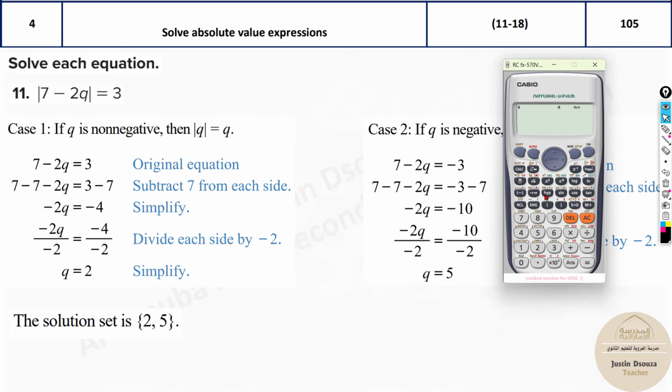Let's write absolute value, shift absolute, left side. 7 minus, sorry, minus 2. We got x as 2, right? Multiply this as 2. It must be equal to 3. And there is one more answer, 5. If you multiply this by 5, it will be 3 as well. So this is the way you trial and error.